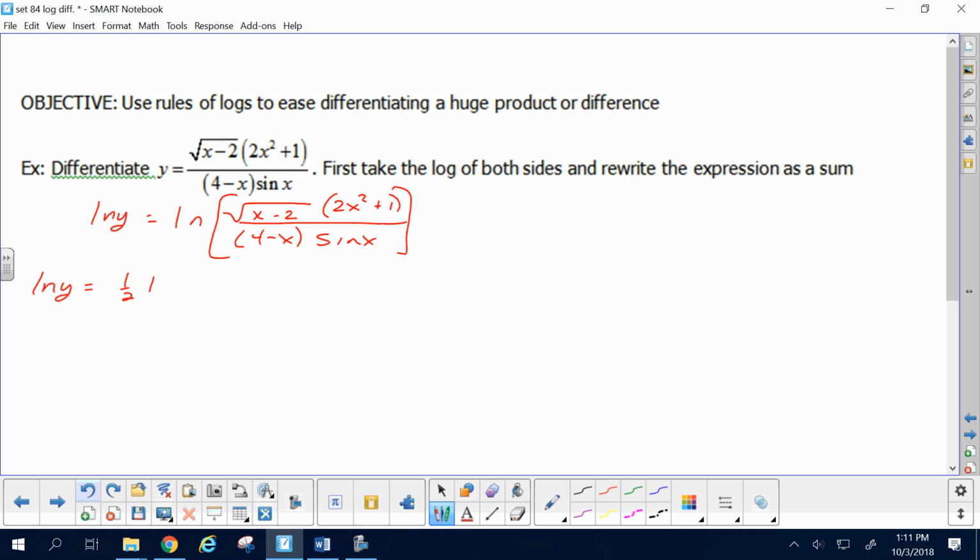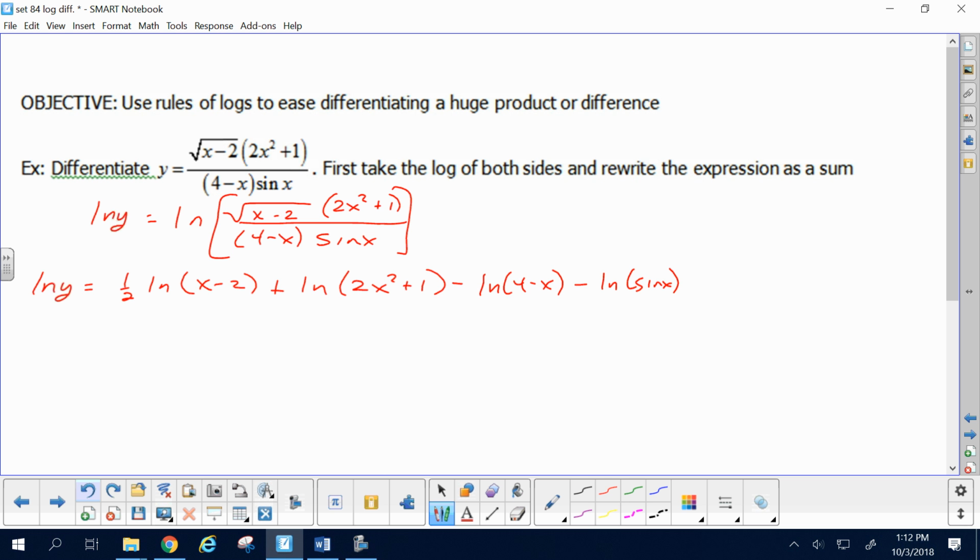1/2 log x minus 2. If I thought of the root as a power and brought the power down, pretty clean, right? And then what? Plus the log of, now that one doesn't really have one big power, so I can't do that power thing there. Okay, the other term's in the denominator, so then what do I do? Minus the log of 4 minus x, minus the log of sine of x.